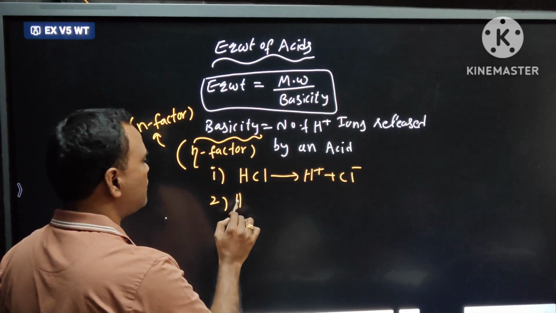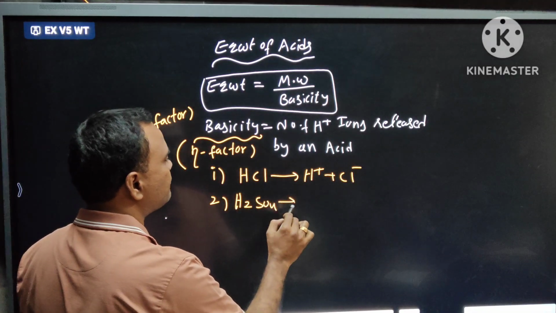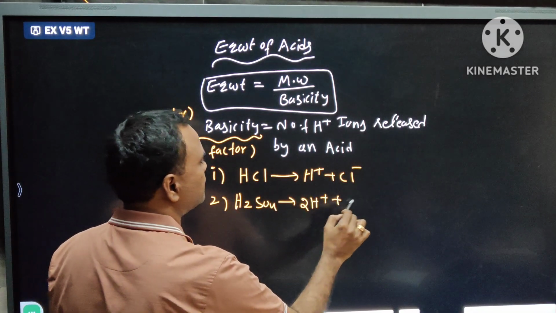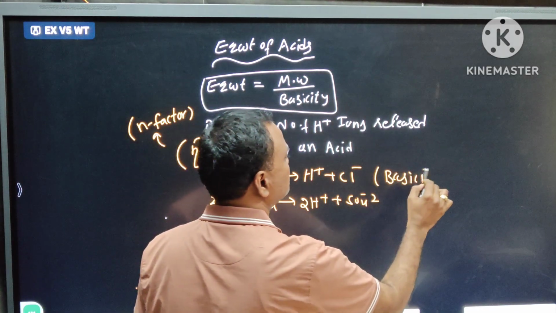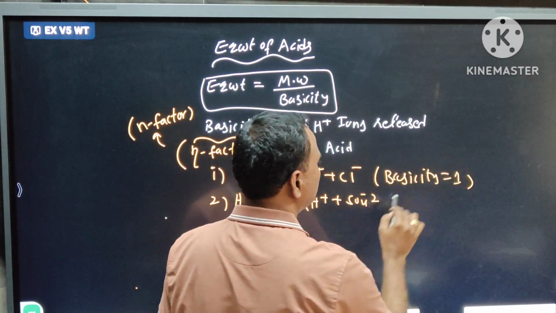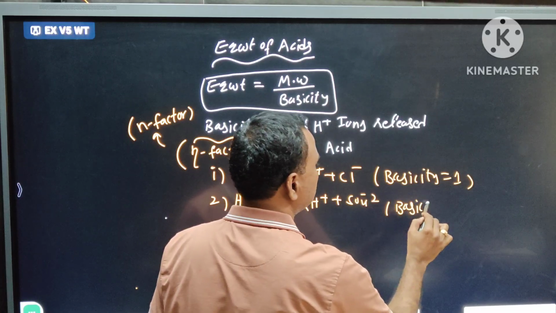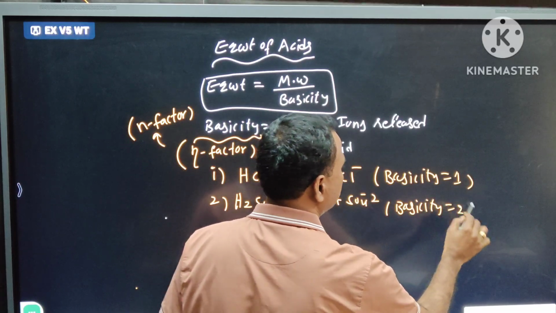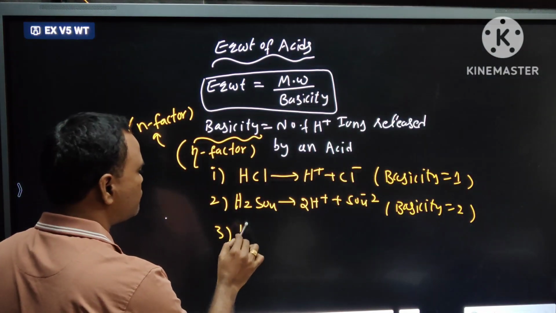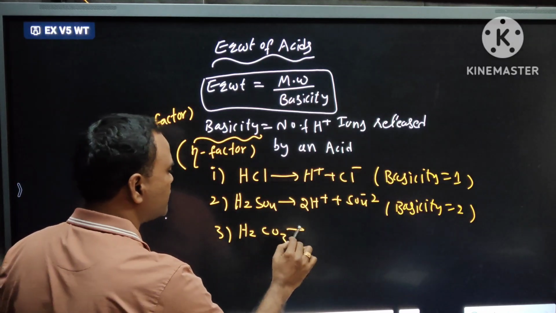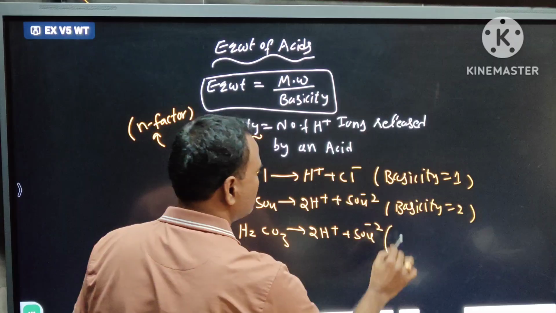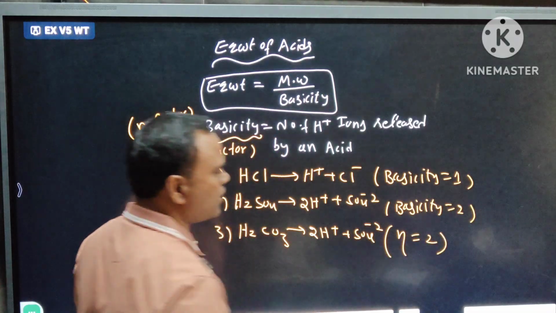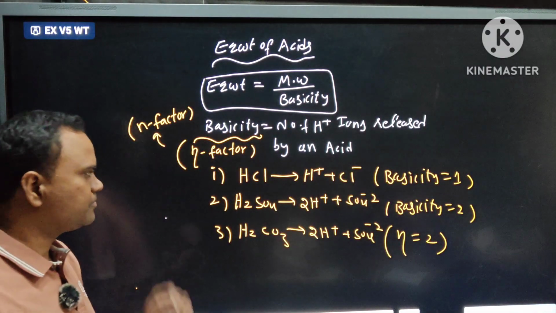Second equation, how will sulfuric acid dissociate? It dissociates into 2H plus and SO4 minus 2. In this case, basicity is equal to 2. H2CO3, carbonic acid. Here also basicity or N factor, both are same, right?